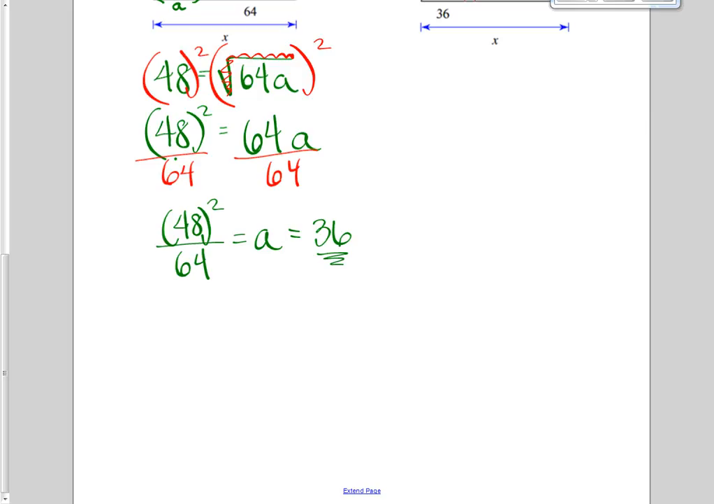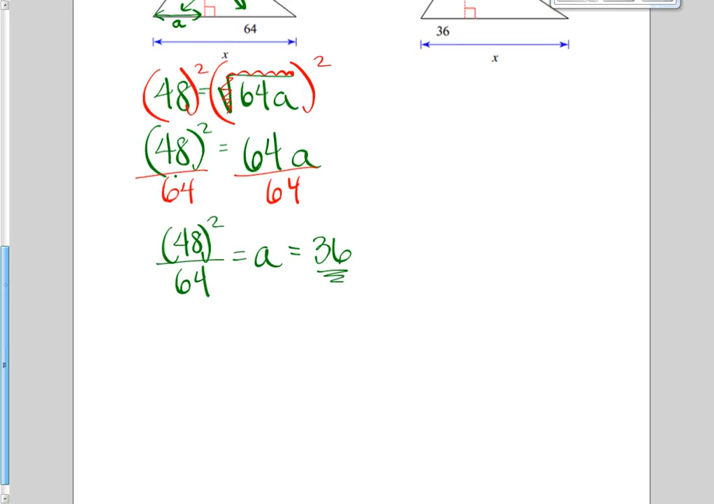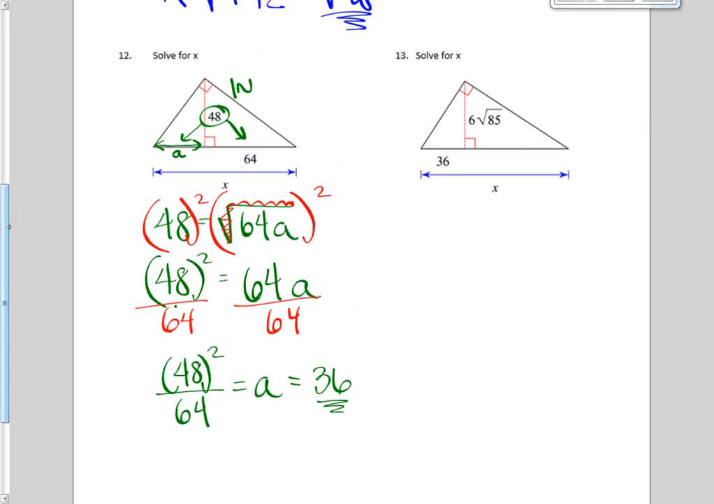Well, that's not what the question's asking for, right? We put that A in there, but the question is asking for this whole distance. And if I know this piece is 36, I can just add this and this together to get the whole. And so I would know x is 100. That's just, it's kind of a shorter way to do that to make your algebra easier. So same idea over here.